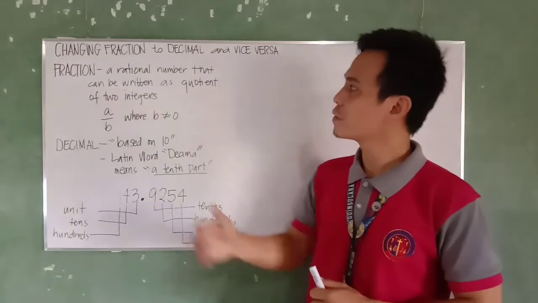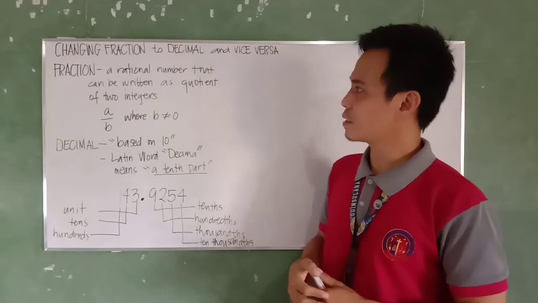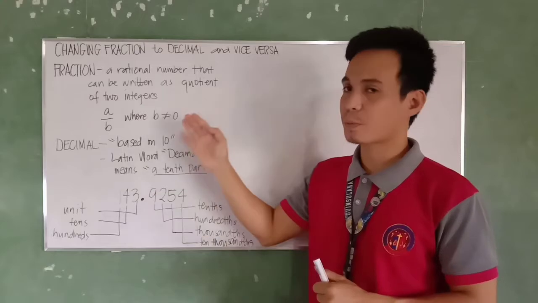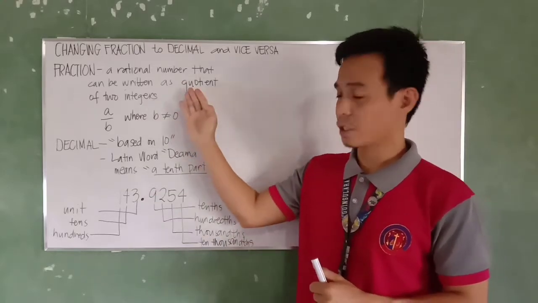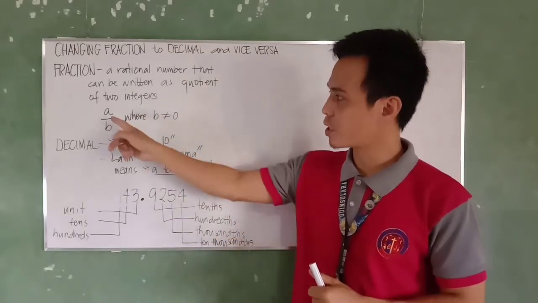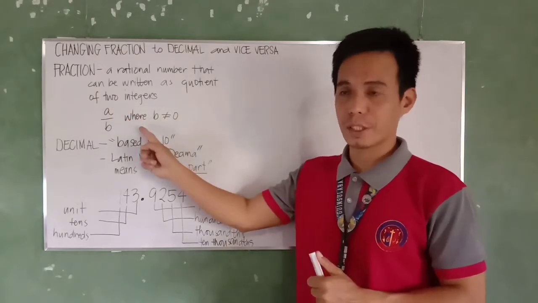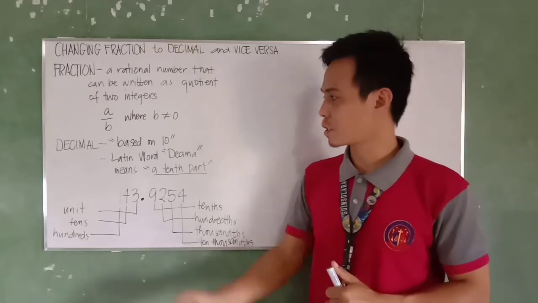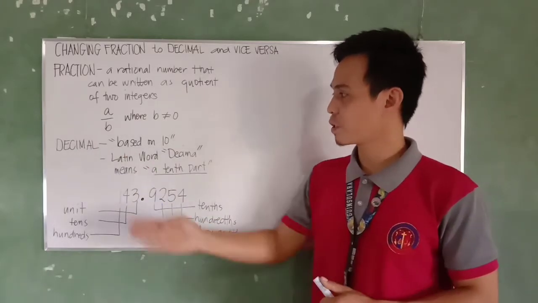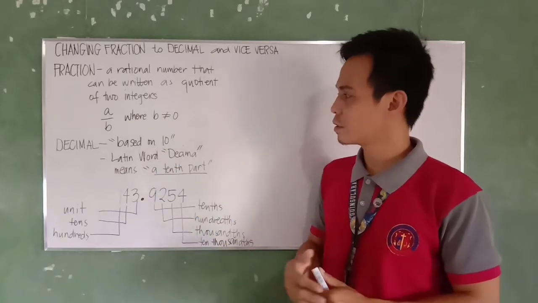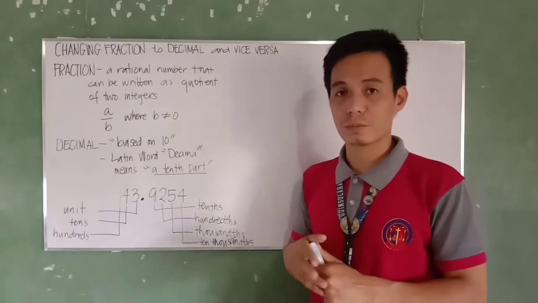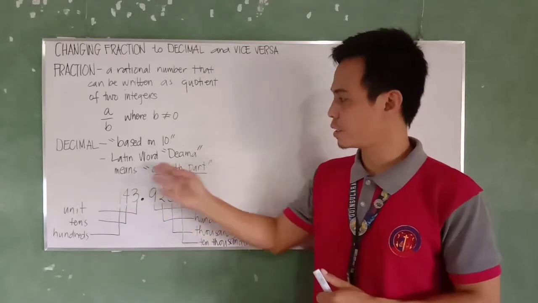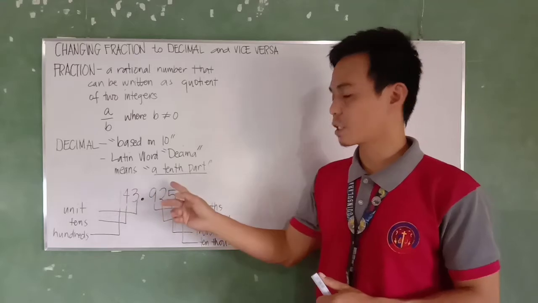So, fraction is a rational number that can be written as quotient of two integers. So, pwede na po siyang isulat ng quotient of two integers. So, example is A over B, where B is not equal to 0. Okay. So, for decimal, guys, decimal is based on 10. So, yung counts niya is by 10. So, the word decimal comes from the Latin word decima, which means a tenth part.